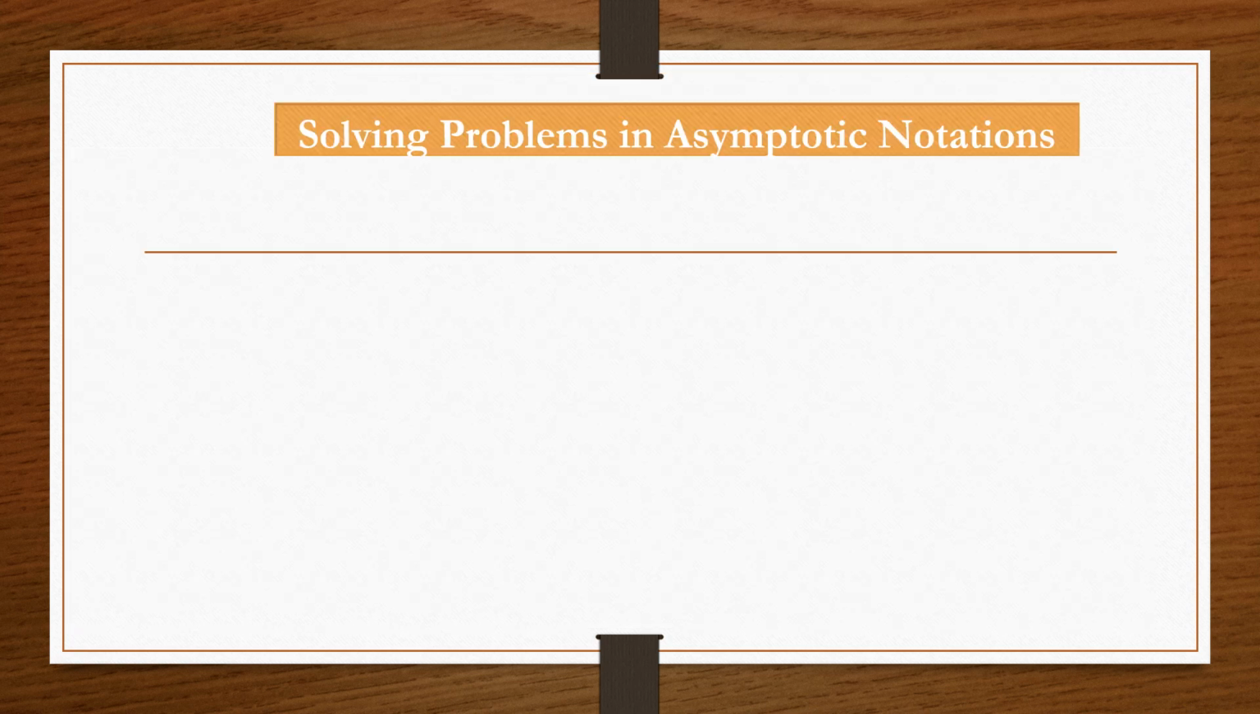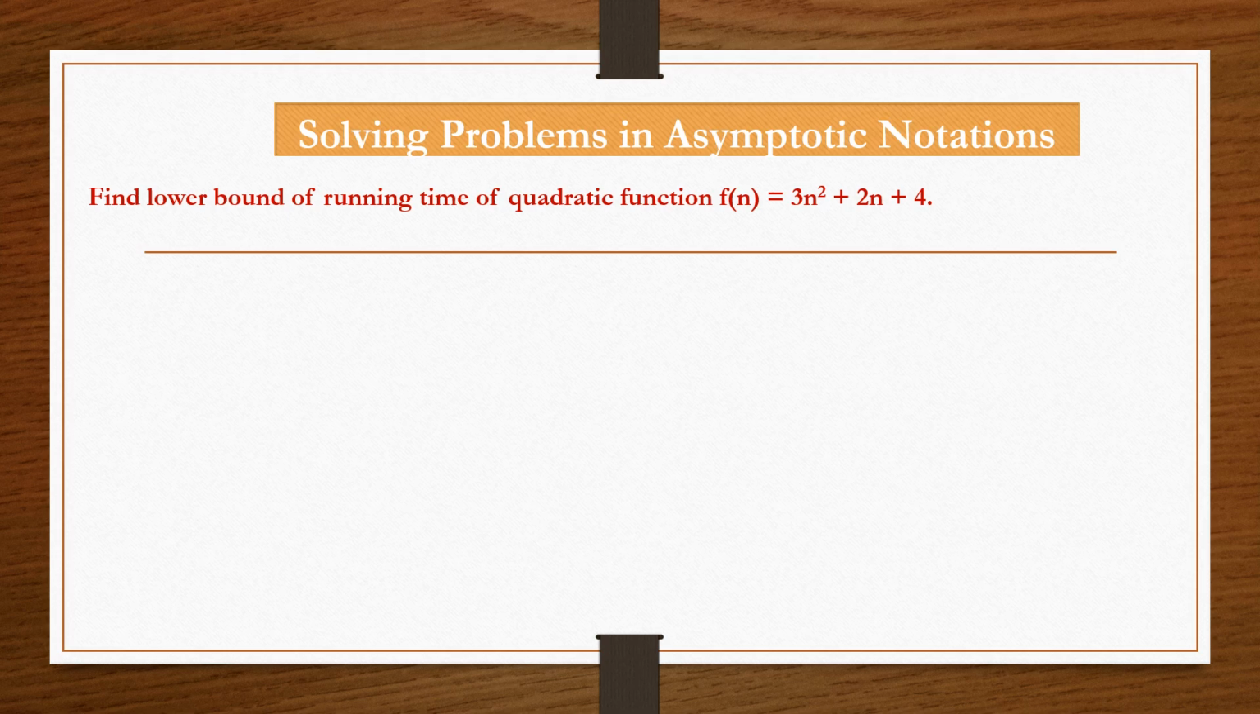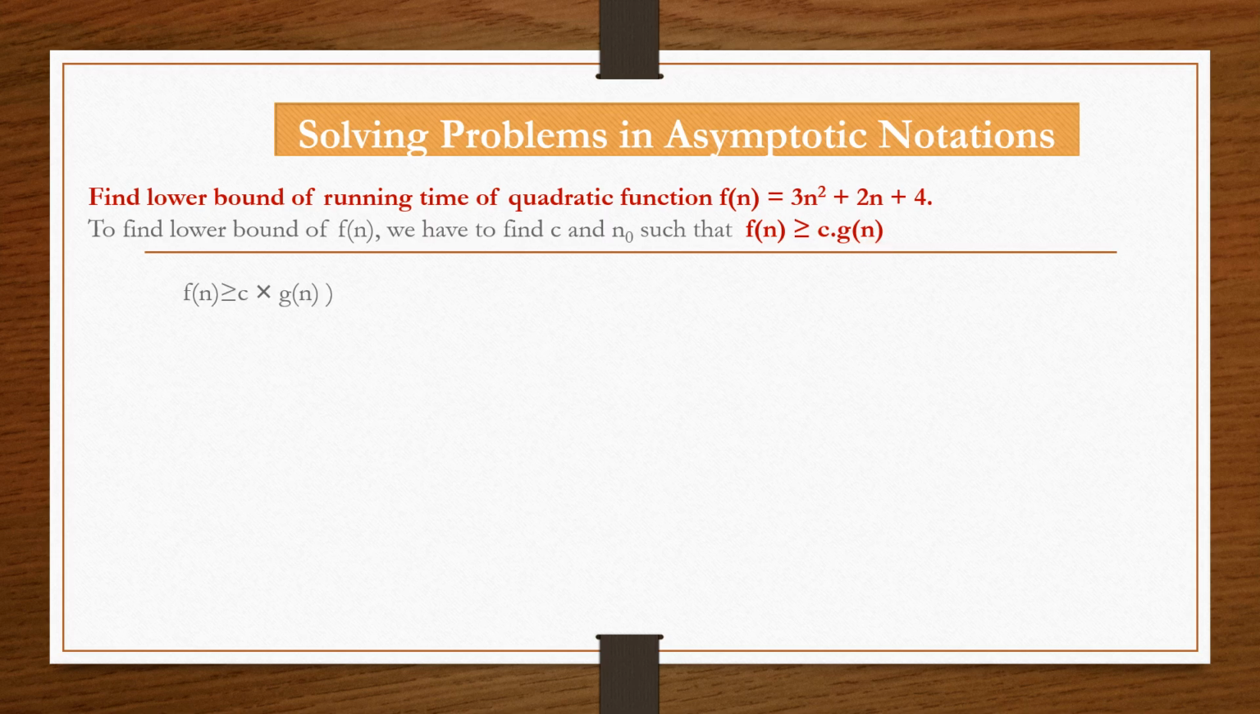The next problem is to find the lower bound. If you are given a function f of n, how to find the lower bound? So we all know this condition should be met: the function f of n should be greater than some constant into g of n. So the given function is 3n square plus 2n plus 4. This should be greater than some constant into g of n. So what can be there in g of n and what can be there in the constant c?